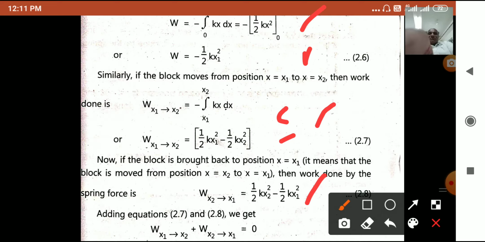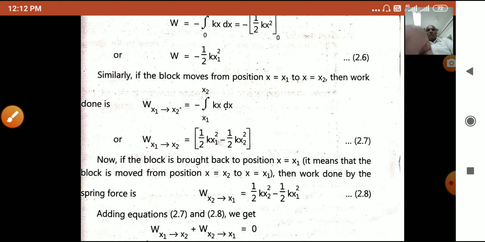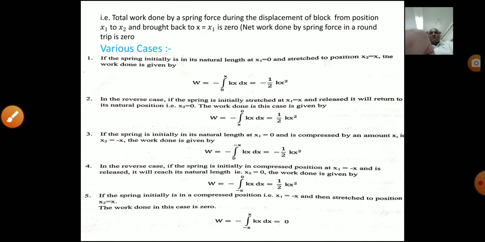So adding these two equations, that is the work done by displacing the body from x1 to x2 plus the work done when the body moves from x2 to x1, is equal to 0. So what is the conclusion for this? The conclusion is that the total work done by a spring force during the displacement of the block from position x1 to x2 and brought again to its original position, that is x2 to x1, is equal to 0. That is, the net work done by the spring force in a round trip is 0.